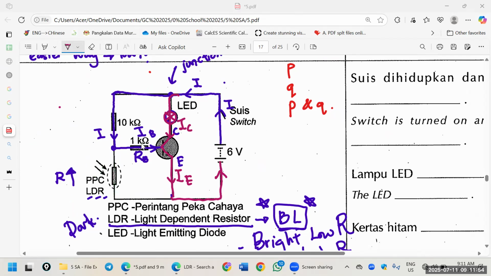So now, how to describe this? Let's describe this for the switch on first. Remember yesterday we did the potential divider calculation? So when we have high resistance, will the voltage here be high or low?